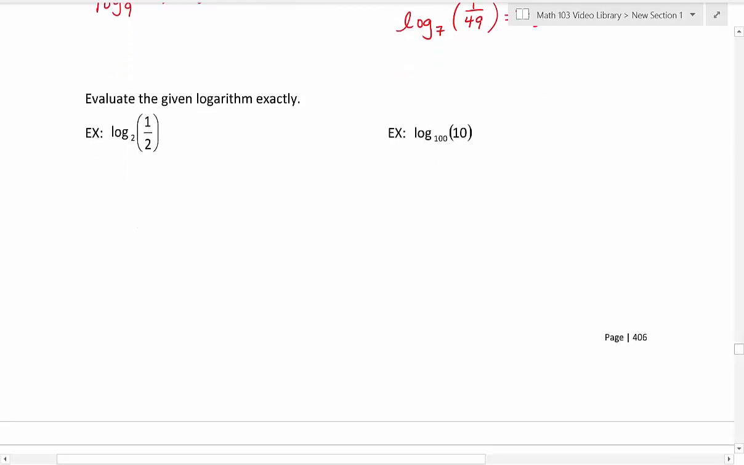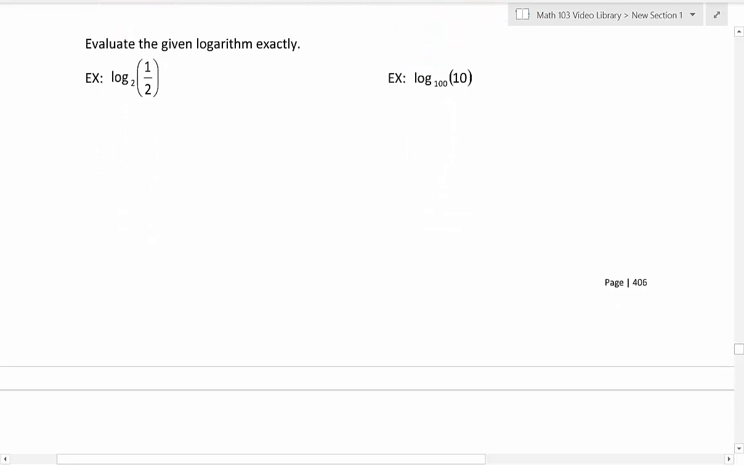We're going to use our ability to convert back and forth between logarithmic and exponential form to help us evaluate logs exactly. We want to evaluate log base 2 of 1/2. At this point, our knowledge of logs is very limited. However, our knowledge of exponents is pretty extensive. So we're going to convert this logarithmic expression into exponential form and then figure out the answer from there.